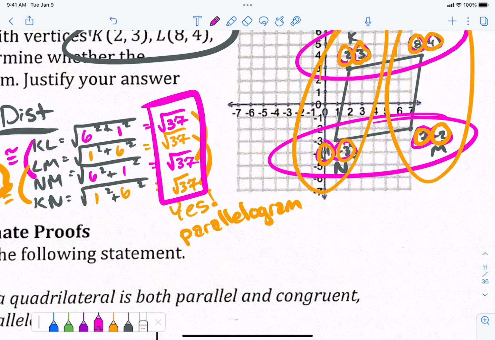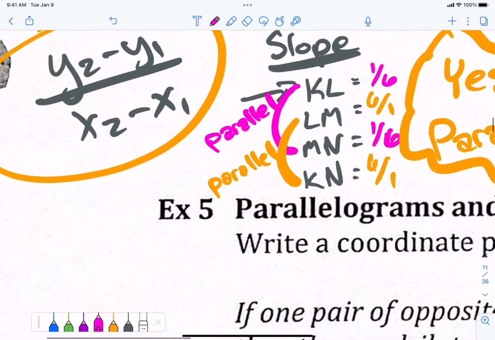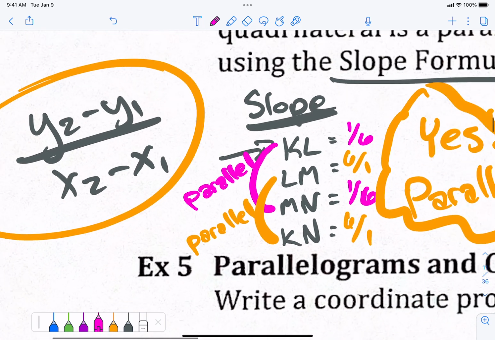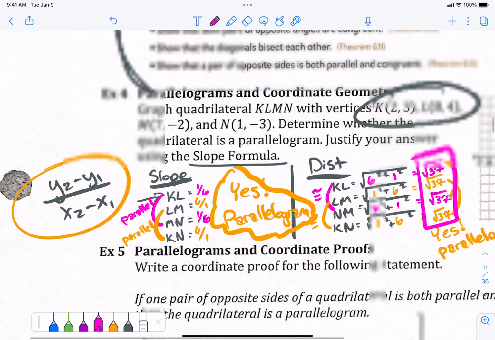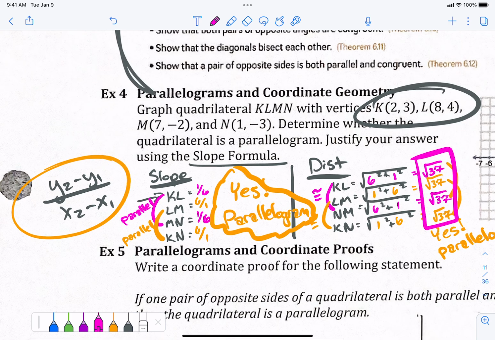Formula again? Slope formula? Y2 minus Y1 over X2 minus X1. That's the slope. So if you want to do that without having to graph, you just do the coordinates: Y2, Y1, X2, X1.